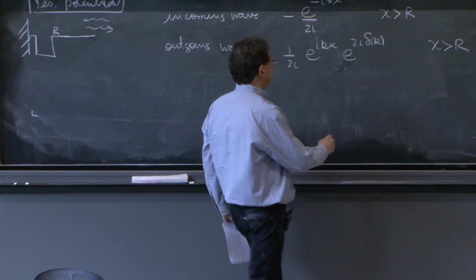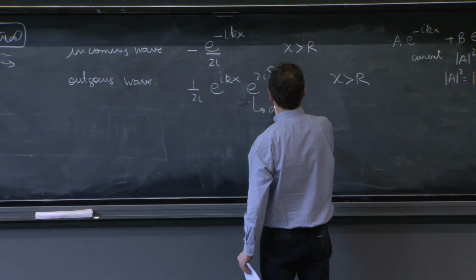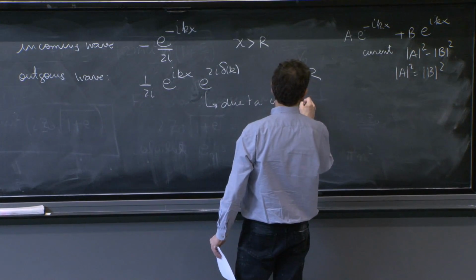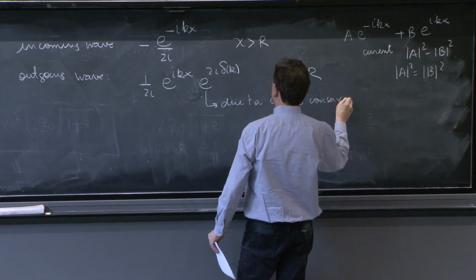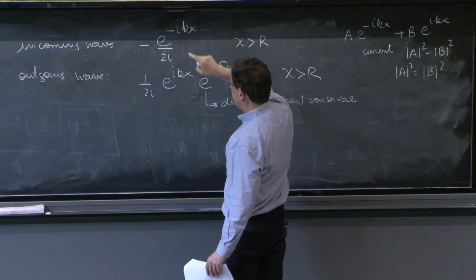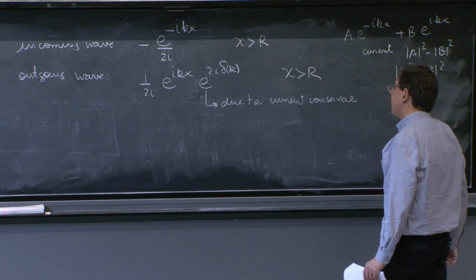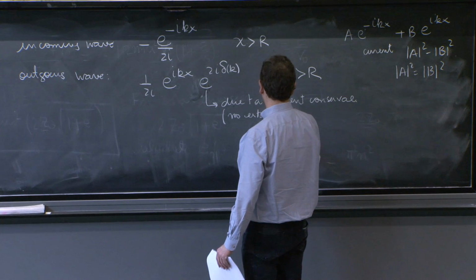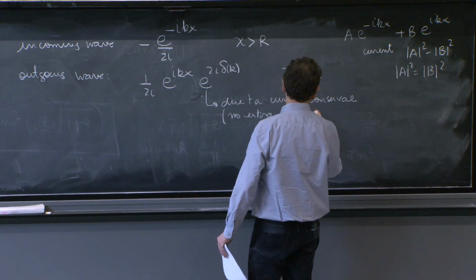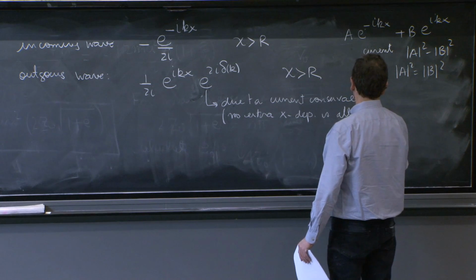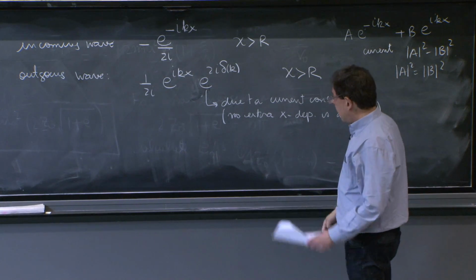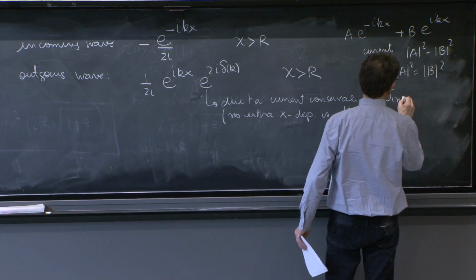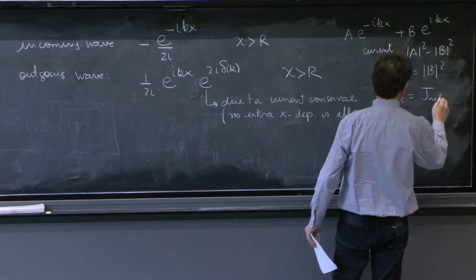And let's summarize here. It's due to current conservation. The current in this wave and the current in the outgoing wave should be the same. And also note that no extra x dependence is allowed. So this will produce that J incident will be equal to J reflected.